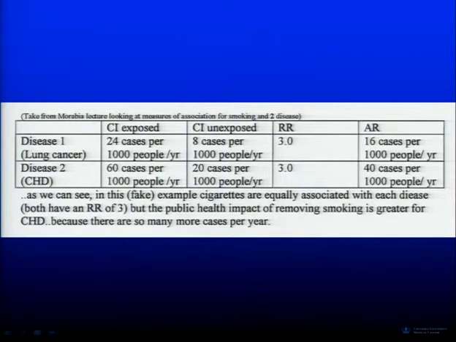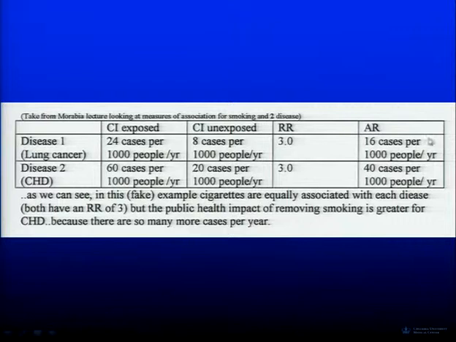So this is just a smoking example, looking at it somewhat differently. Again, lung cancer, coronary heart disease. Here we can have the relative risk. Here it is 3 for both of them. So the association between smoking and lung cancer is 3. The relative risk for coronary heart disease and smoking is 3.